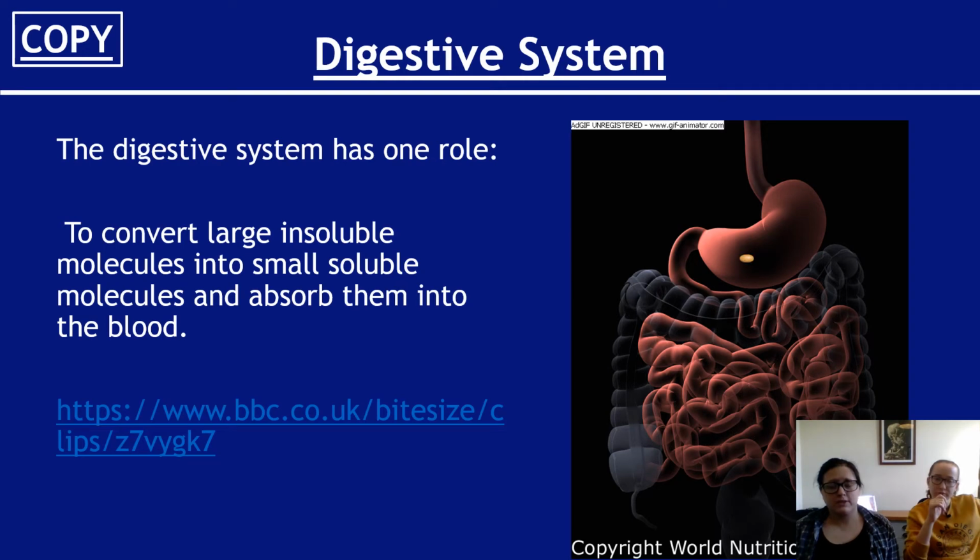Okay, so the digestive system has got one job in your body, and its job is to take large insoluble molecules, like huge chunks of food, and break them down into small soluble molecules so that they can get absorbed into blood. Remember from first and second year, insoluble means it can't dissolve. Soluble means it can dissolve, and what we want is small molecules that can dissolve in the bloodstream, travel to the rest of our cells, and give those molecules to our cells.